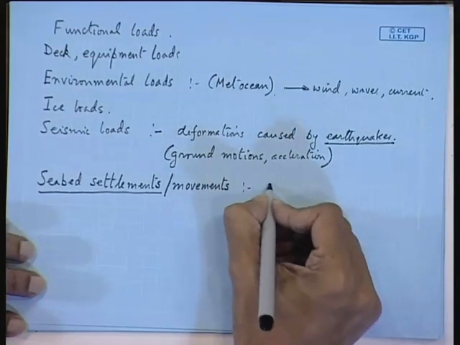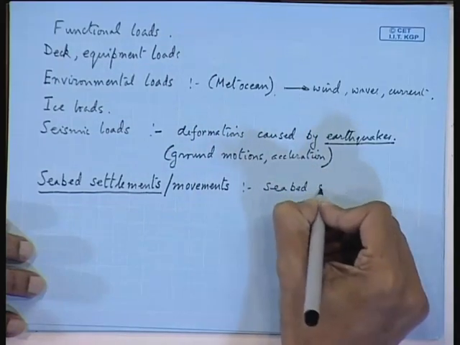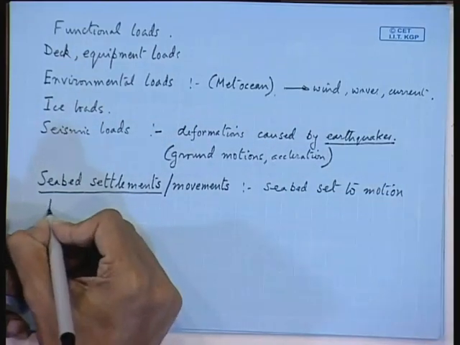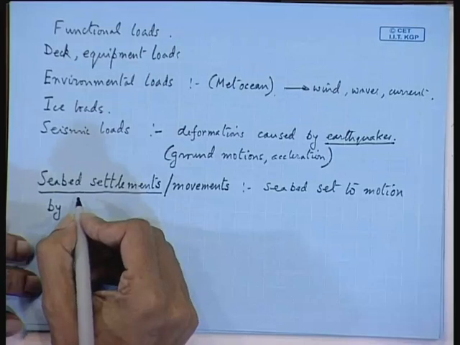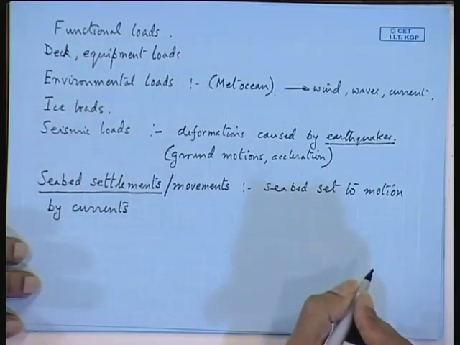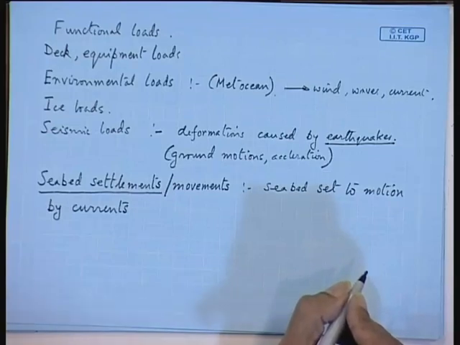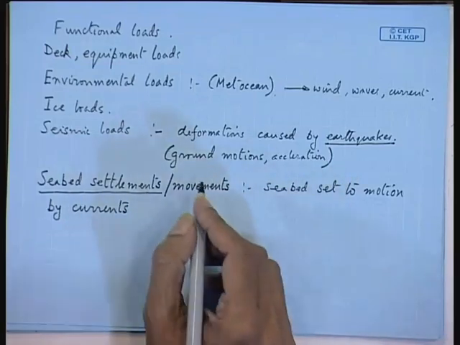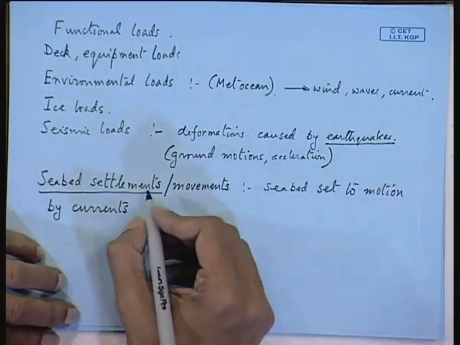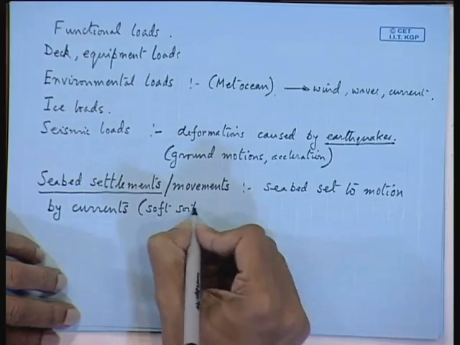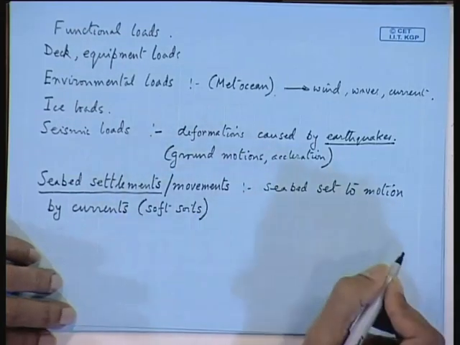So here the seabed is set in motion. By what? By currents. So at the foundation of the platform, you may not find waves. The waves you normally find at the sea level, that is at the surface. A large amount of seabed is going to be swept away by currents. So normally this will occur in soft soils. Soft soils are very likely to be eroded. Erosion is pretty high in this type of soil.